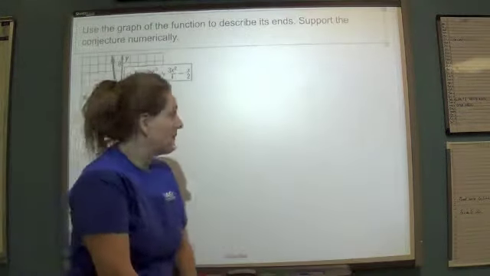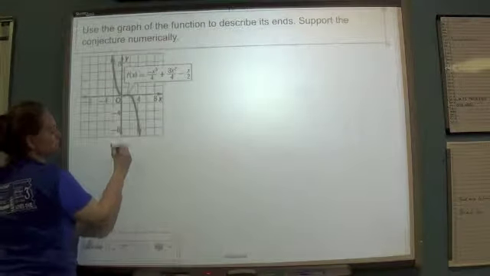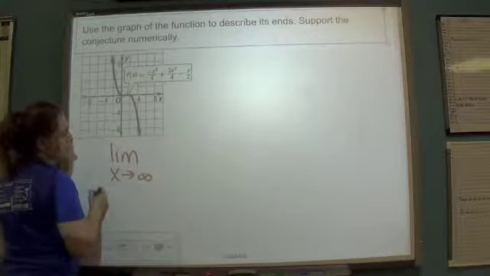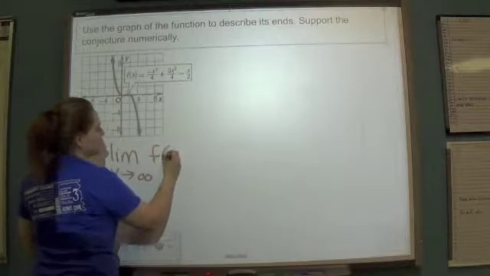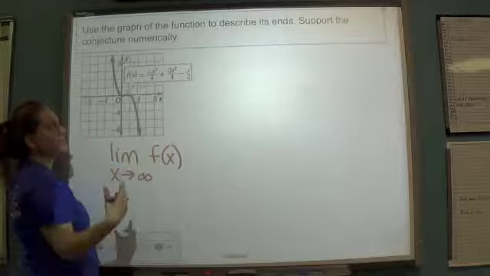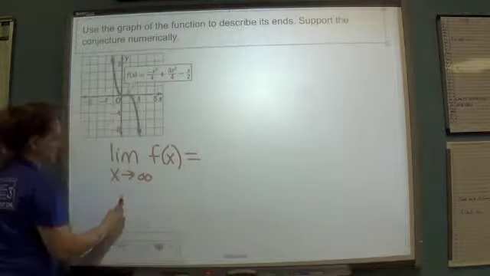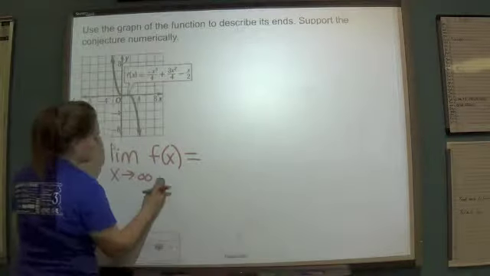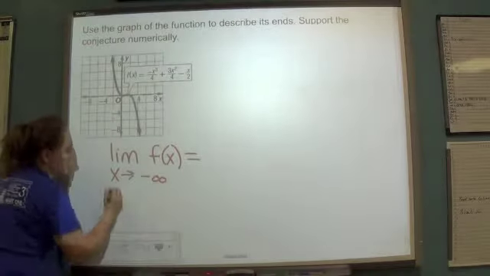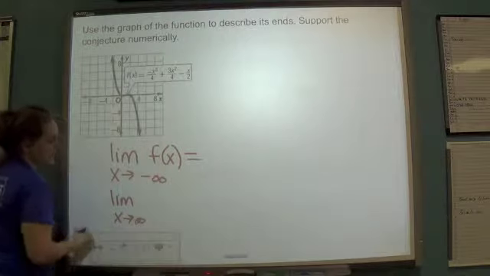Okay, so we're going to look at this one. We're going to look at the limit as x approaches negative infinity of f of x, where f of x is negative x to the third over 4 plus 3x squared over 4 minus x over 2. And we're going to look at the limit as x approaches infinity of f of x.